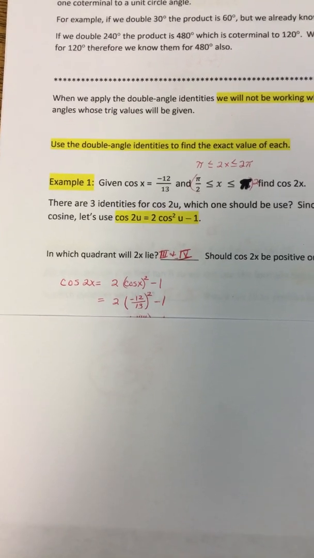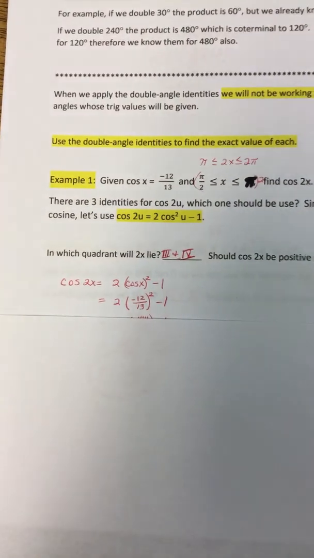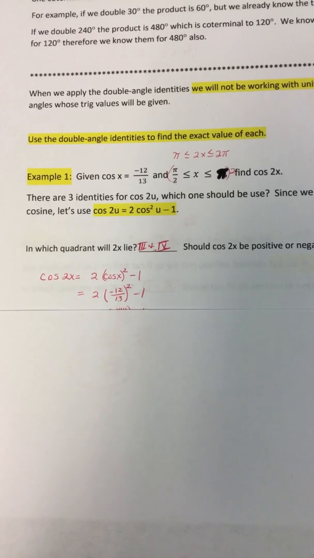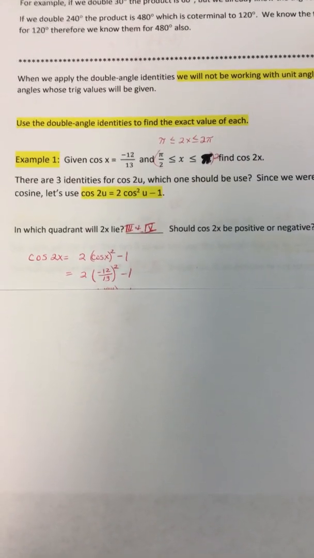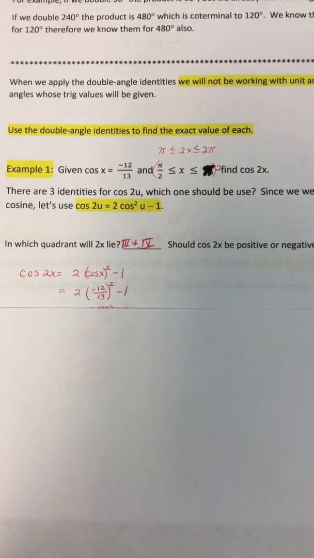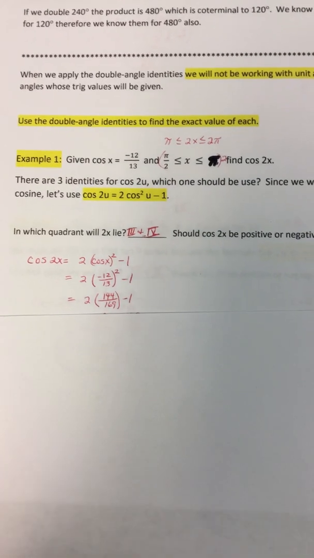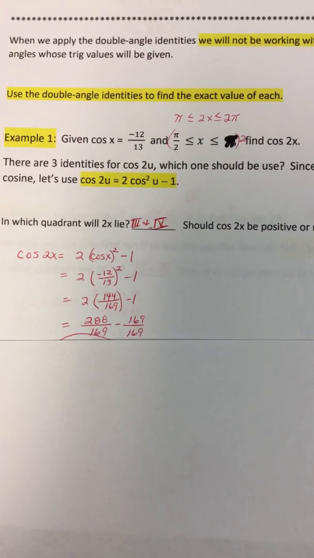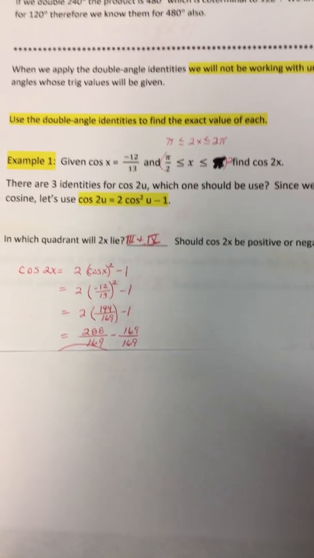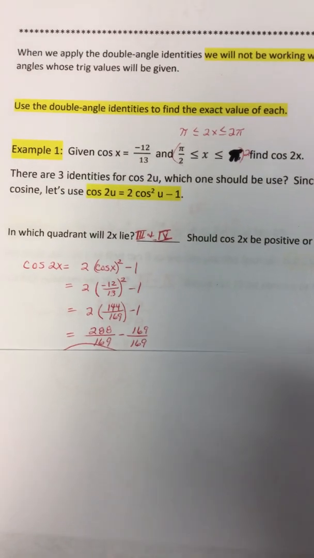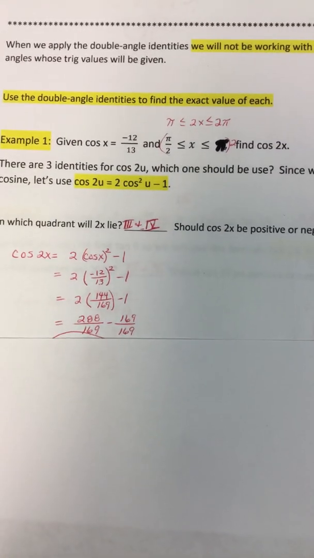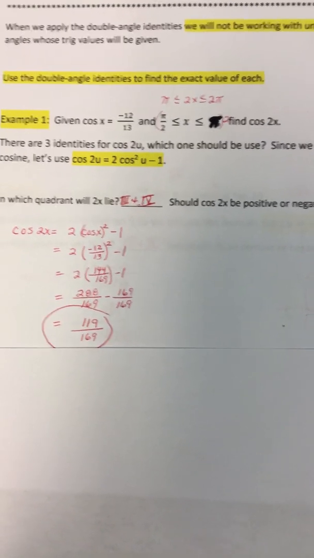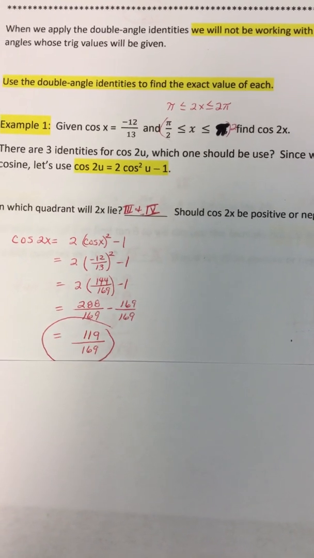If I look back up in my problem, it said the cosine of x was negative 12/13. I take cosine of x out, and I put a number value in there, negative 12/13. If I'm going to simplify that, I'm going to square first, which gives me 144 over 169. Then I would multiply by 2 and then subtract 1. So you can see where I multiplied by 2 here, and then I changed 1 into 169 over 169. And lastly, I will subtract my numerators and get 119 over 169.